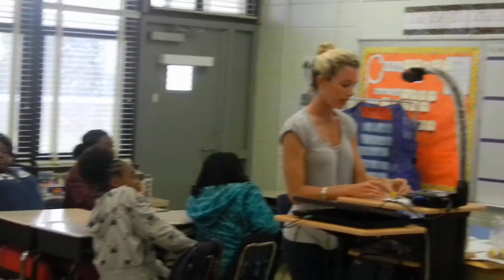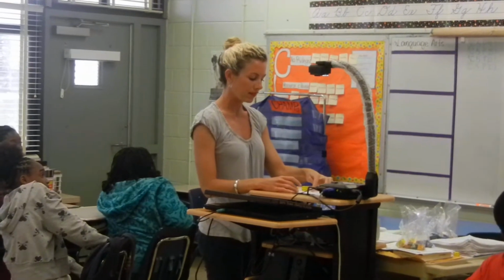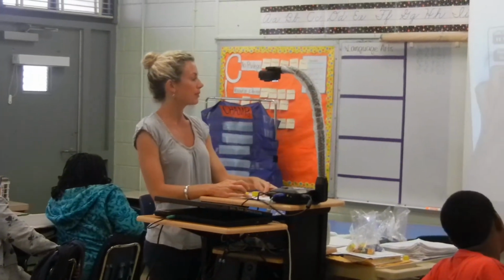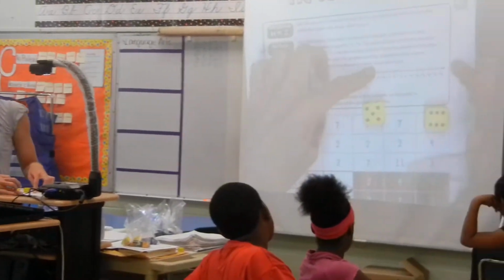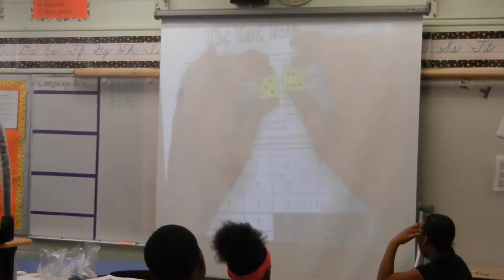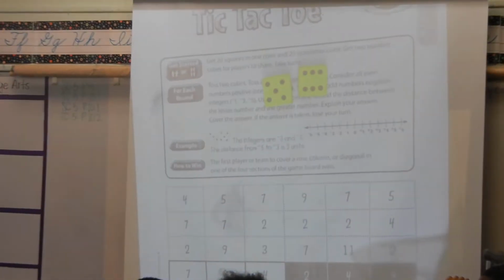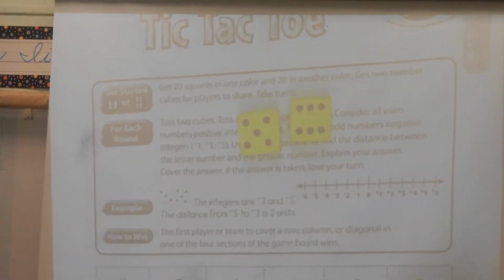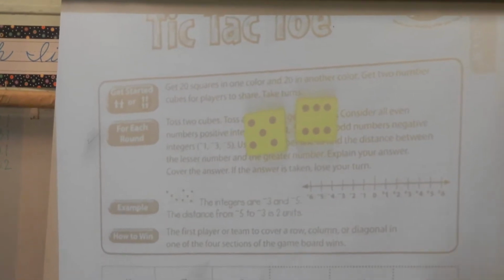So if I rolled a 5 and a 6, I have a negative 5 and a positive 6. I'm going to do what with those 2 numbers? Add them to get an 11. So my number is 11. I'm going to take one of my cubes that I've been given in the bag and cover my 11. Okay? And your goal, each person gets their own color of cube.